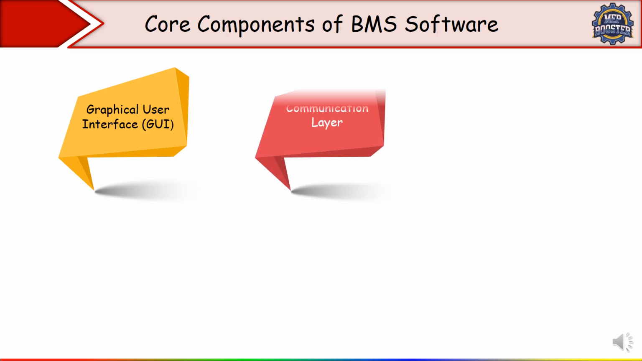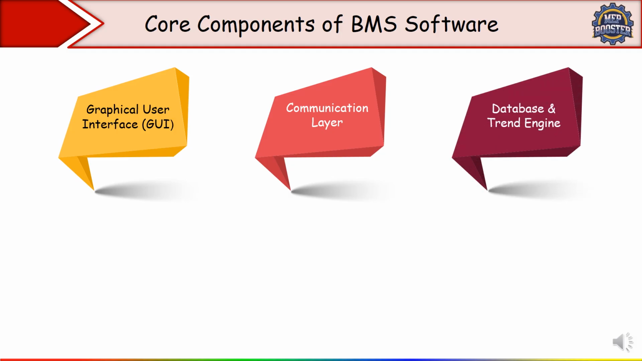Then the second component is the communication layer. It interfaces with field controllers using protocols like BACnet, Modbus, LonWorks, KNX. It ensures reliable data exchange between BMS software and hardware. Then the next component is the database and trend engine. This component stores historical data like room temperature, energy consumption, occupancy pattern. It is useful for analysis, optimization and compliance reporting.